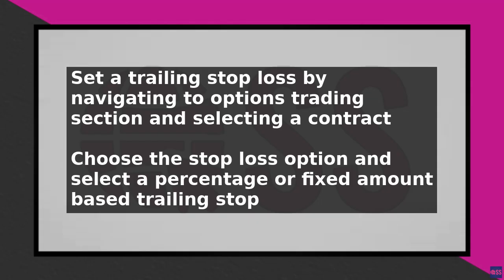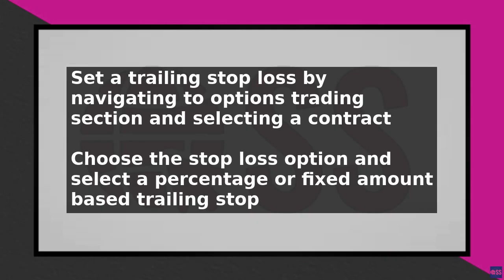You can choose from a percentage-based or fixed amount-based trailing stop loss. For example, you can set a trailing stop loss of 10%, which means the position will be closed when it falls by 10% from its peak value.